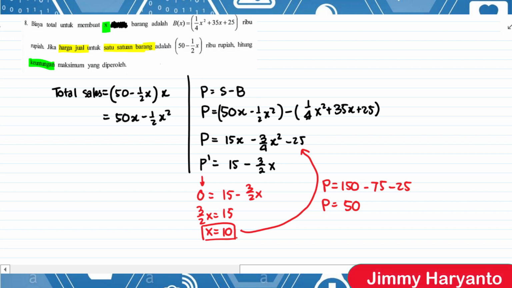One more time, you don't have to check it because we only have one value of the x and one value of the P. That means it's obviously maximum because the question already said so.